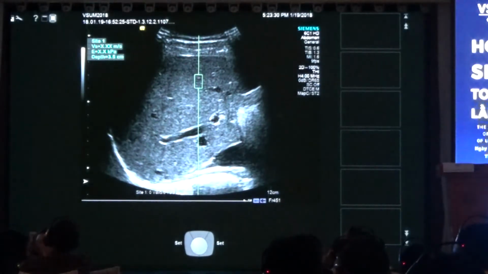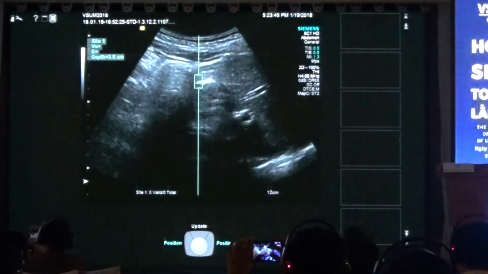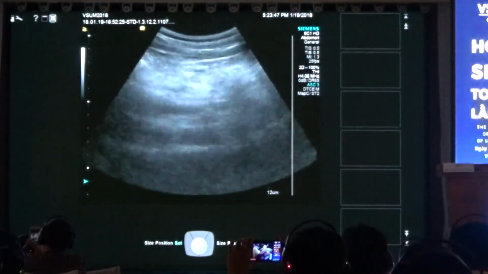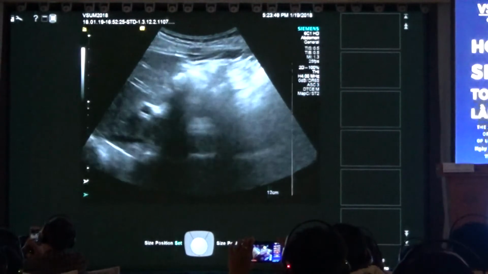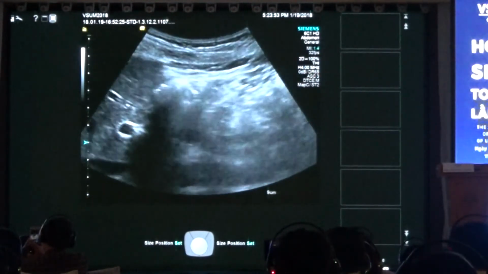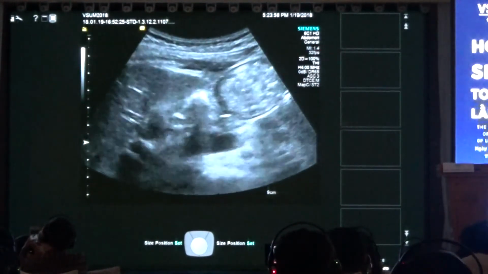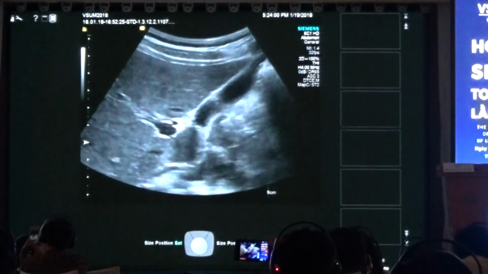Turn a little bit more to your side. Okay. Good. I need a little bit more gel. Okay. Right now I go out of, optimize my image. Don't touch. Sorry. Take a deep breath. Okay.